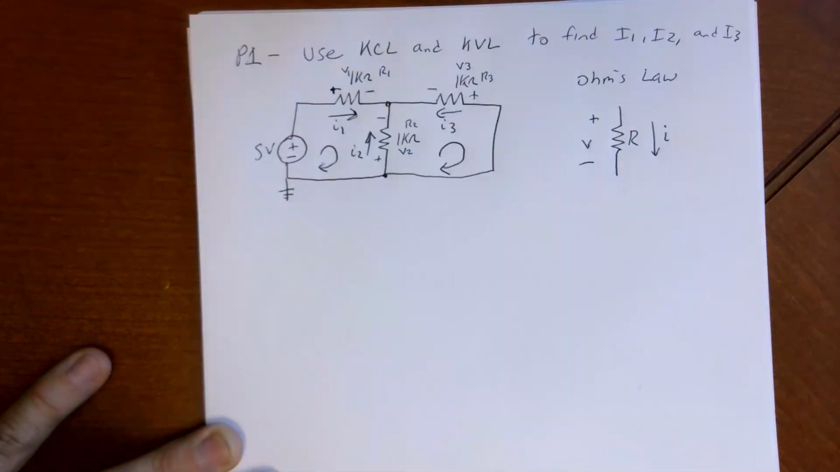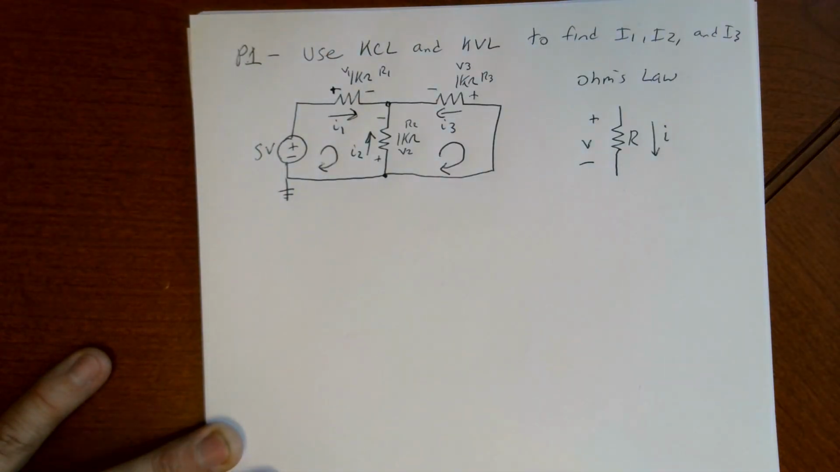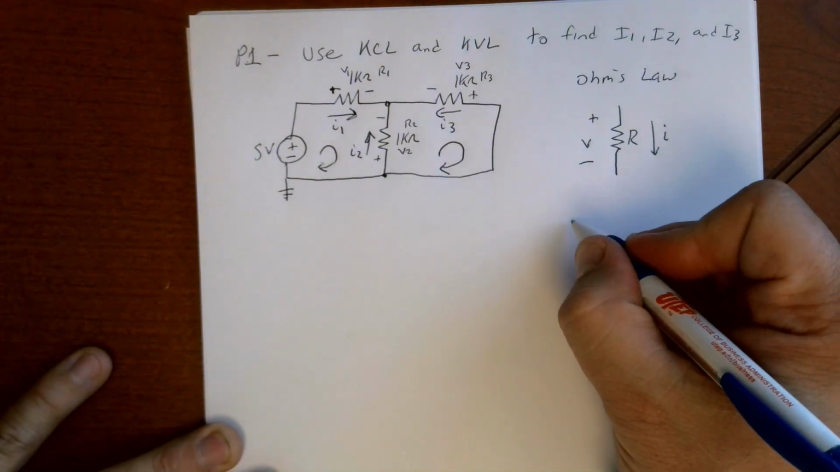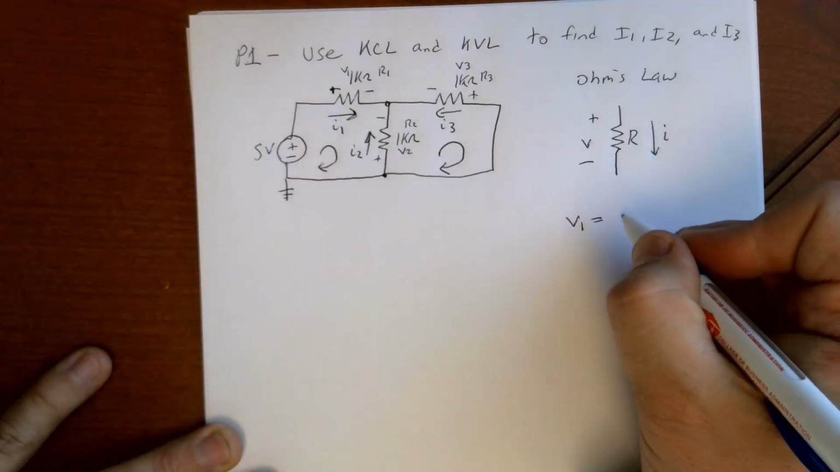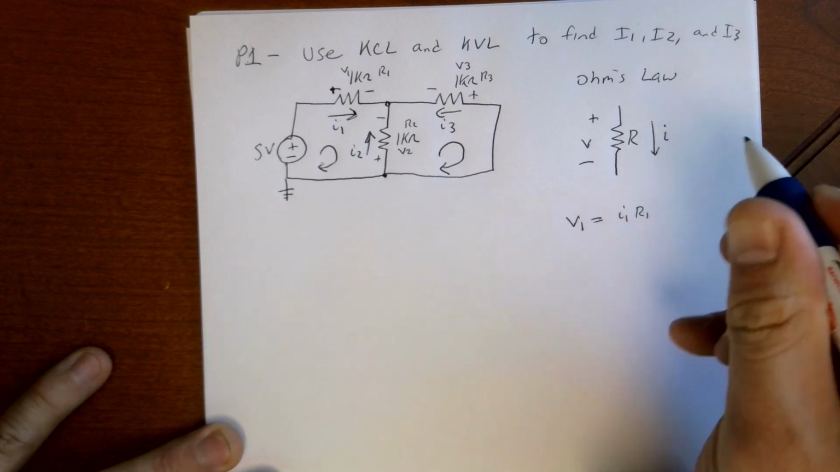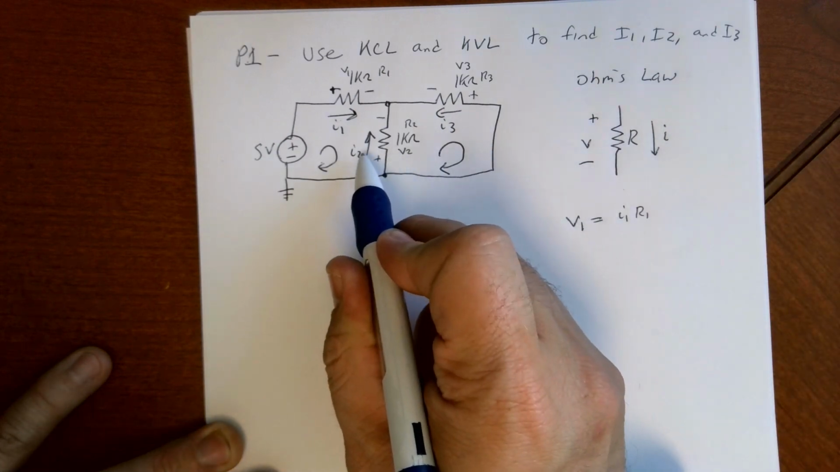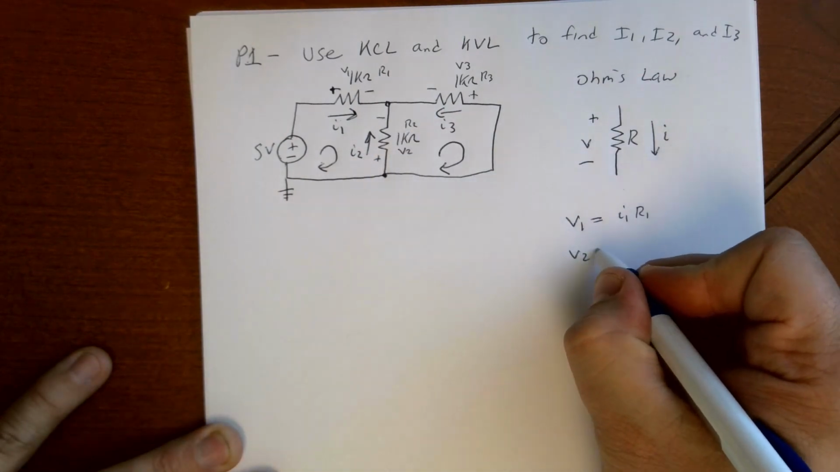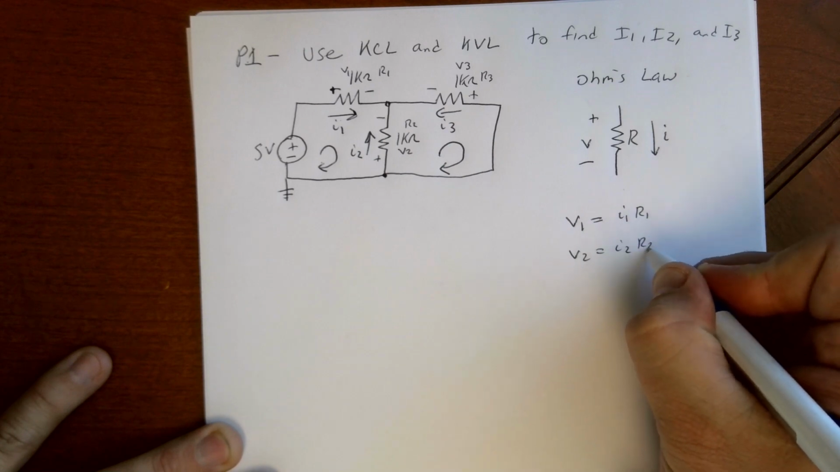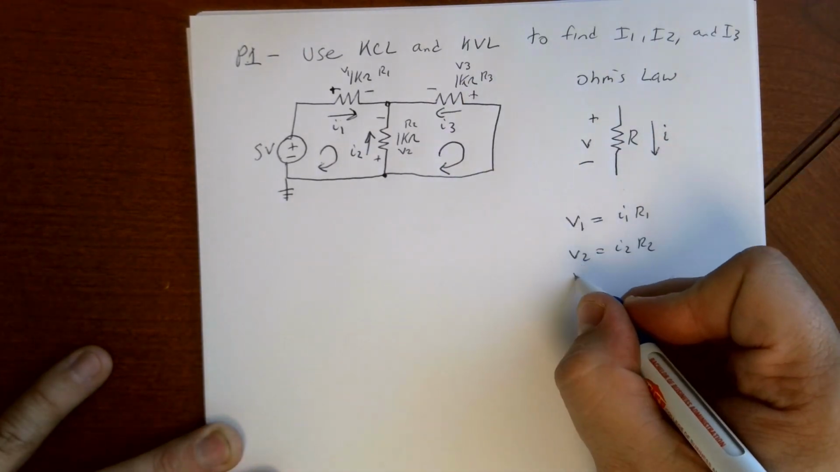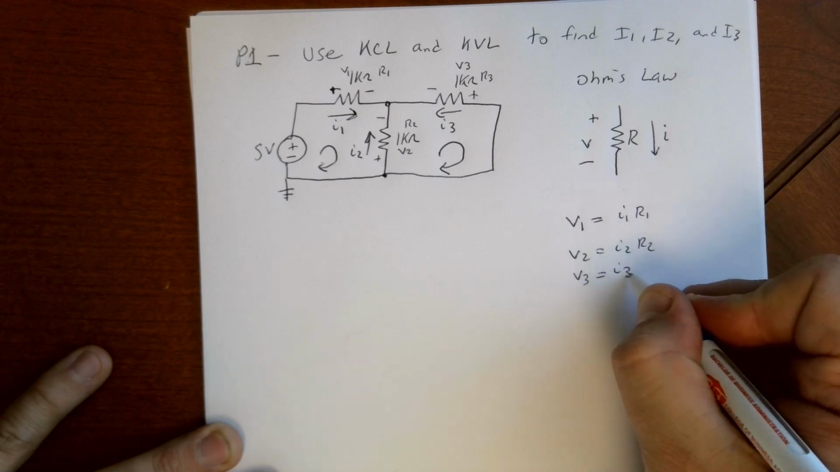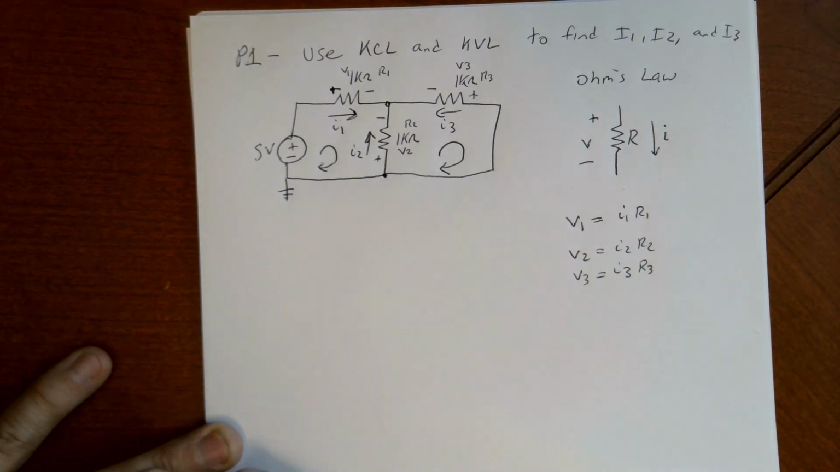V2, and V1. Okay? Now using Ohm's law, we know that V1 is equal to I1 times R1. V2 is equal to I2 times R2. And V3 is equal to I3 times R3. So that's just a convenient way to do it.